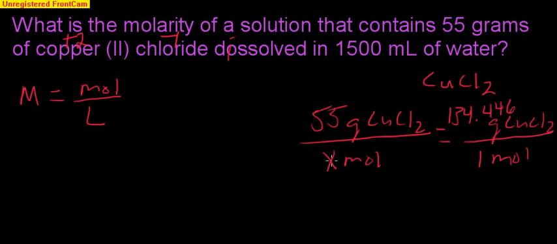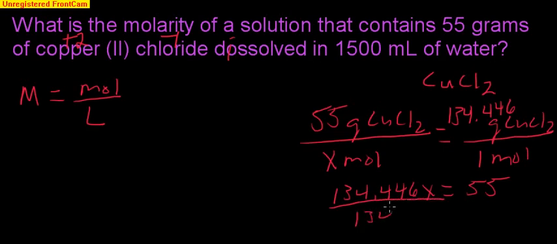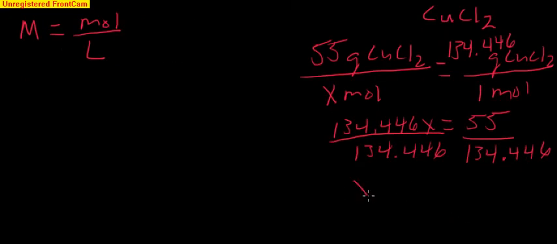So here, if I cross multiply, I take my x times my 134.446, so I get 134.446 x. And if I cross multiply my 1 times my 55, I'll get 55 here. So I divide this side by 134.446, and divide this side by the same, 134.446. Now I'll scroll down just a little bit so we can get our x. Once I divide my 55 by the 134, I get x to be 0.4091, and the units on this number are moles of CuCl2.